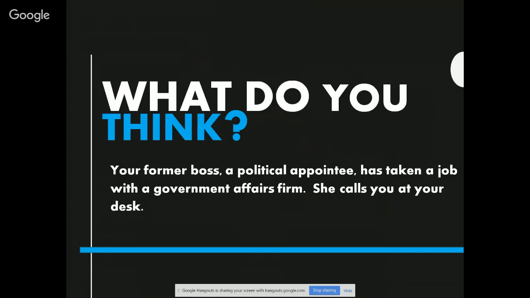So you'll notice a couple of things about this scenario. The scenario is your former boss, a political appointee, has taken a job with a government affairs firm. She calls you at your desk. We don't have a perfectly formed legal fact pattern here. We don't have a slam dunk 207 violation that's occurred yet. We don't even know if there's really going to be an ethics question here. But what we have is a situation where an employee might find him or herself. This is a scenario that is presented in the way that the employee is likely to experience it. It's very easy to picture an employee sitting at his or her desk, the phone rings, they pick up the phone, it's their former boss.